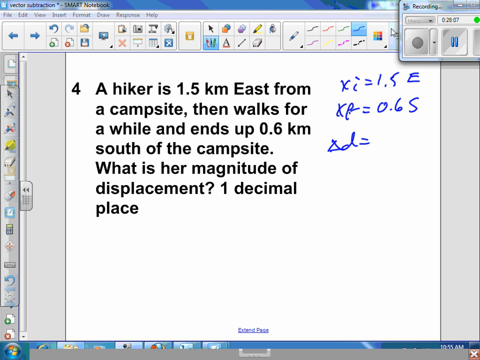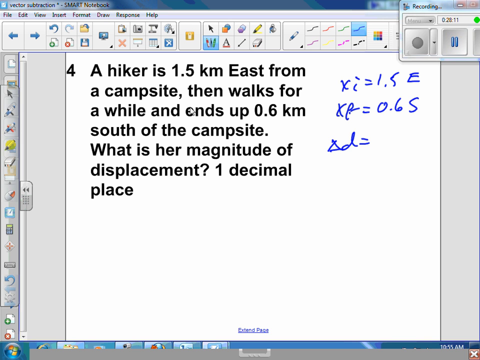I'm just going to draw this out. So we've got east, and then we've got south, right? So this is the initial. The final is south. Flip the initial, so it's going to be xf, and then flip it, so instead of east, it's going to be west. This is minus xi. There's our 1 mark there for showing vector subtraction.